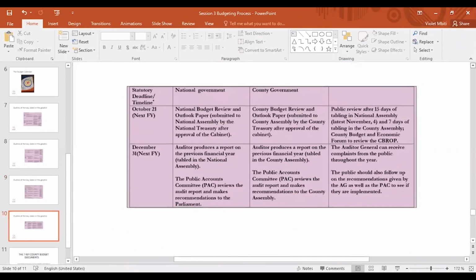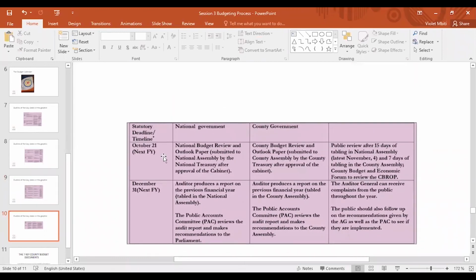So with regards to audit and evaluation, the key dates, October 21st of the next financial year, National Budget Review and Outlook paper is submitted to National Assembly by the National Treasury after approval of the Cabinet. At the county level, the same date, October 21st, the County Budget Review and Outlook paper is submitted to County Assembly by the County Treasury after approval of the Cabinet.